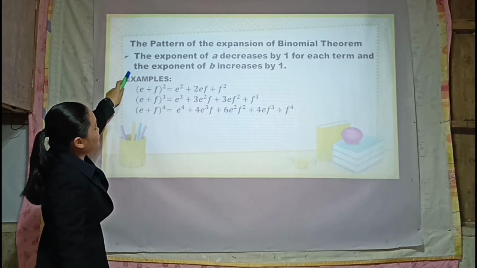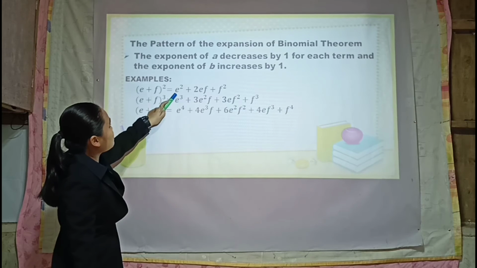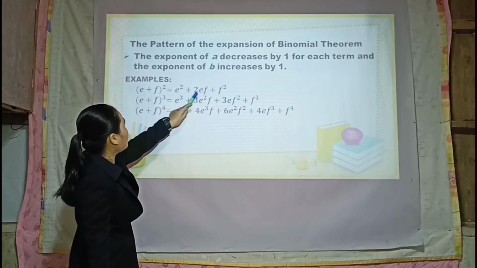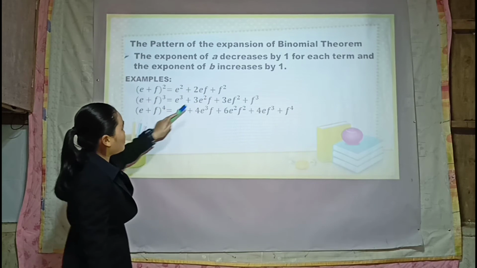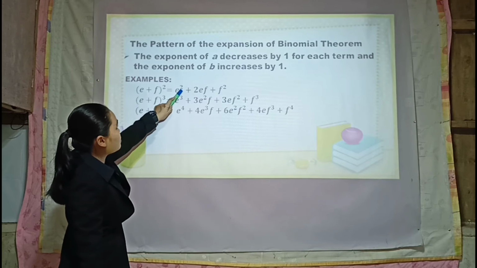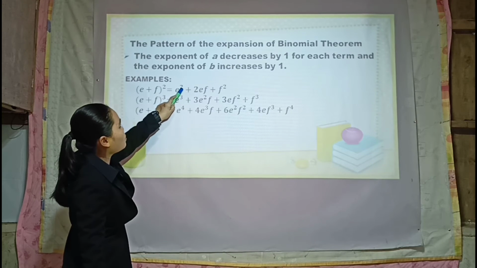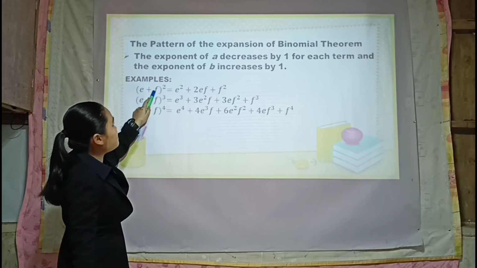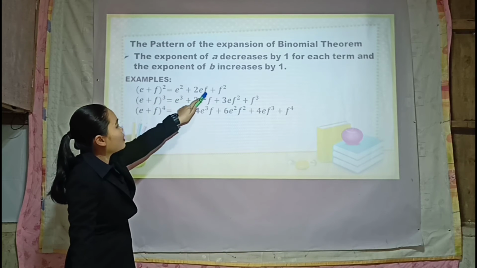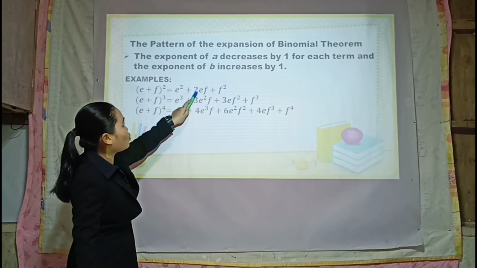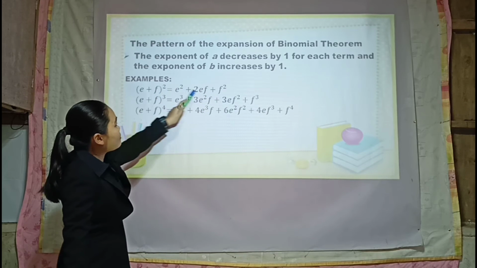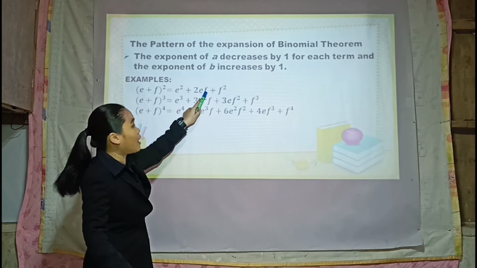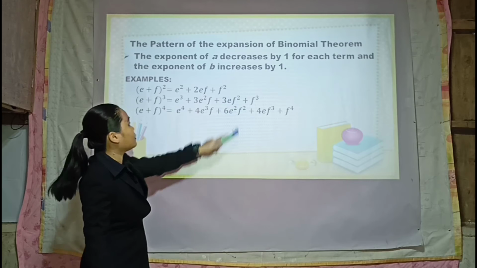So from this pattern, as you notice, the exponent of A, which is E, decreases, and the exponent of B, which is F, increases. So as you notice, from 2, our A here, which is E, in the next term becomes 1. And from 0, our B here, which is F, in the next term becomes 1. So 2EF plus, for the next term, our E will become 0 and our F will become 2. So we have F squared.